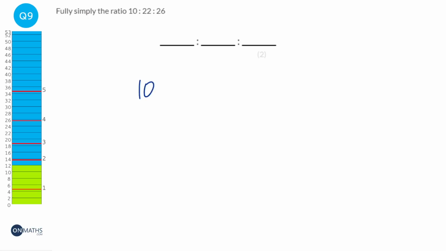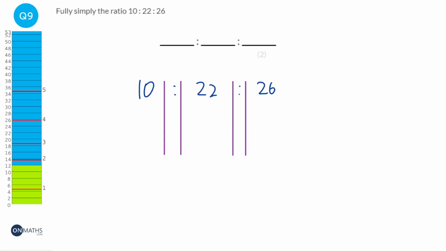So to simplify 10 to 22 to 26, I'm going to have to find something that I can divide the 10, the 22 and the 26 by. The biggest number I can do that for is 2. So if you look, 10 can be divided by 5 but nothing else can, 22 can be divided by 11 but nothing else can, and 26 by 13 but nothing else can. The only thing we can divide all of them by is 2.